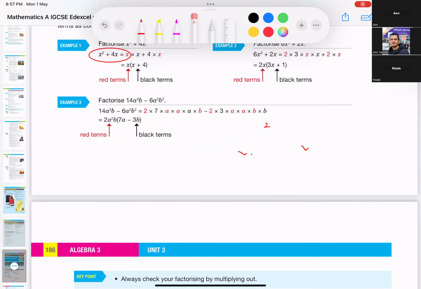Let me try to do the second example. Here we have 6x power 2 plus 2x. Let me try to get the factors of every single term that we got right over there.